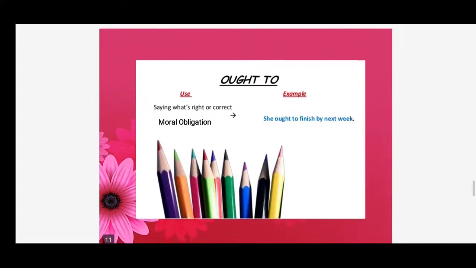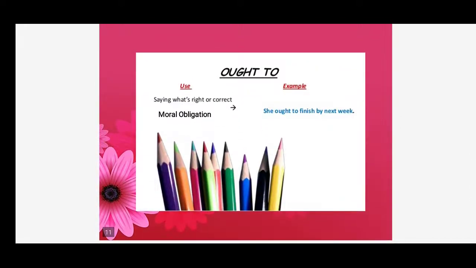Now next, ought to. So the pronunciation is ought, O-U-G-H-T, ought to, and we always use to after it. So what is the usage of ought to? Whenever we say something that we know that it is correct, we use ought to. Or we can say for moral obligation, duty. Example, she ought to finish by next week. So here one person is saying something correct that has to be done. Okay, and for moral obligation you can say you ought to listen to your parents. So here moral obligation would come. Okay, or moral obligation means moral duty.